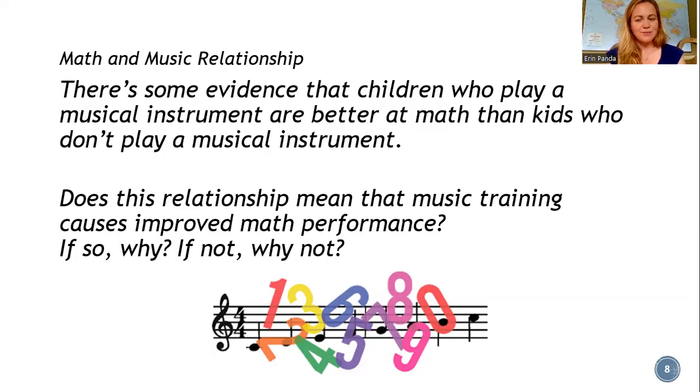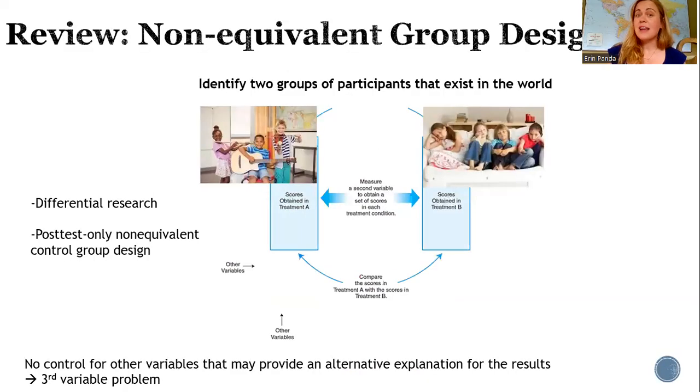What do you think? Well, we could actually do this kind of design. We could identify two groups of people that exist in the world. So we've got musicians versus non-musicians, and we could look to see if they differ in their math. And this would be an example of a differential research. Or we could compare kids after 1 year of having piano lessons and compare them to kids who didn't get anything in that time period. That would be an example of a post-test only non-equivalent control group design.